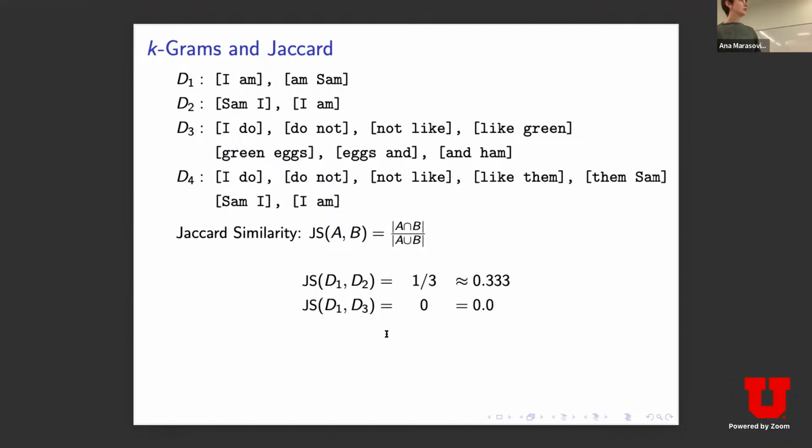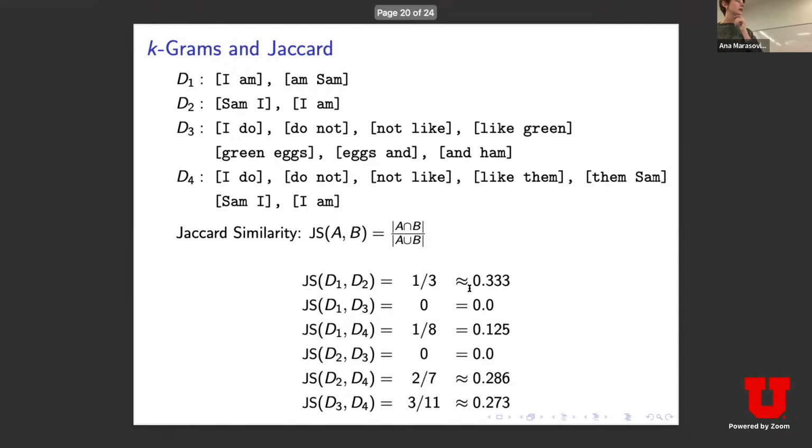Okay, then for D1 and D3, we get that they are very dissimilar because the similarity is 0. Then D1 and D4 is 1/8, which is smaller than 0.3. And so on. So basically the highest similarity we get here is 0.3, which is intuitive, right? Because we can tell that IM-SEM and SEM-IM are the most similar pairs of documents here.